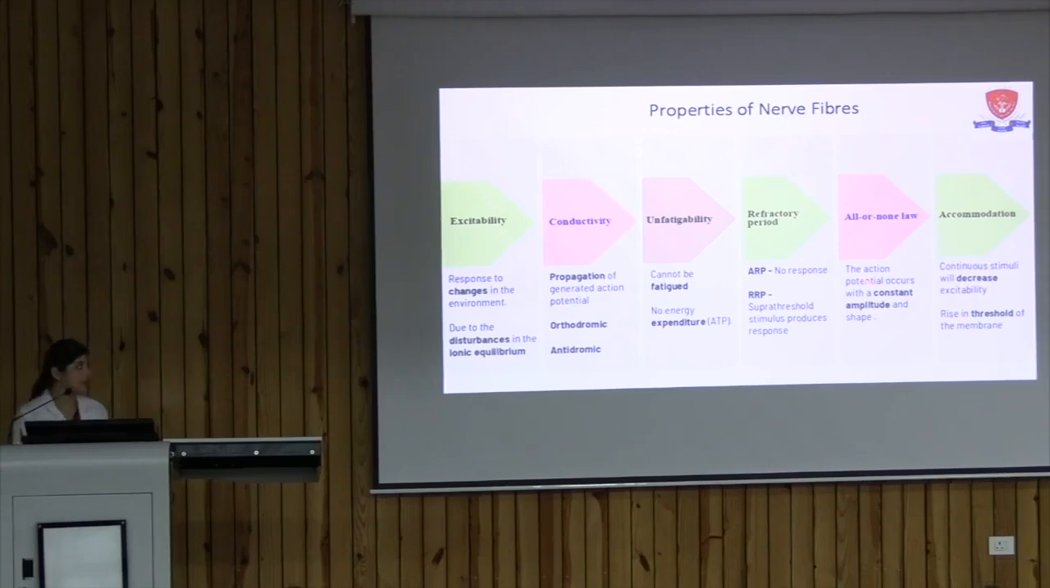The all-or-none law says that the action potential occurs with a constant amplitude and shape regardless of the stimulus being provided. And lastly, we have accommodation, which states that a continuous stimulus will decrease the excitability of the membrane due to a subsequent rise in the threshold. Which brings us to our next question. What exactly is this resting membrane potential?